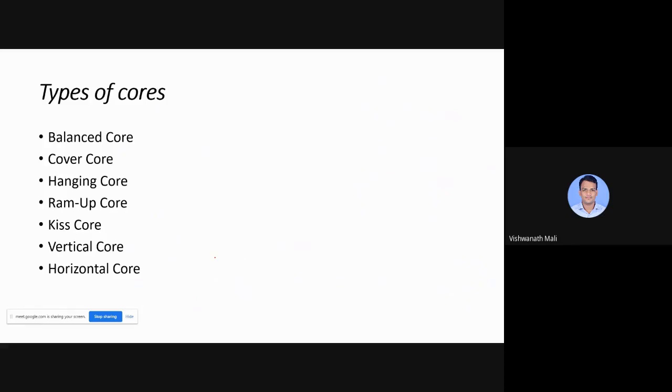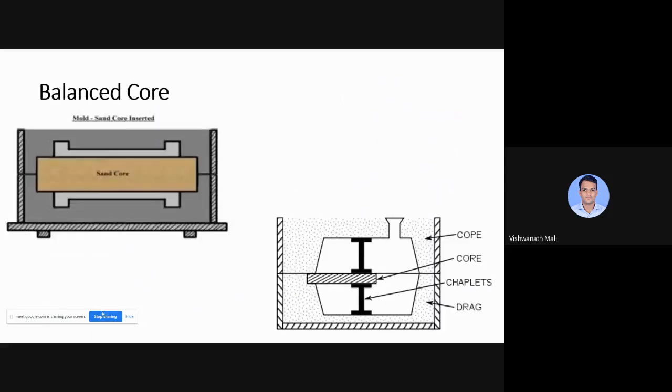Now the last part from the core is the type of core. So balanced core, cover core, hanging core, ram-up core, kiss core, vertical core, and horizontal core. So these are the types of core. One by one, we will see.